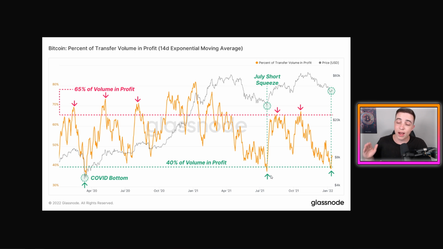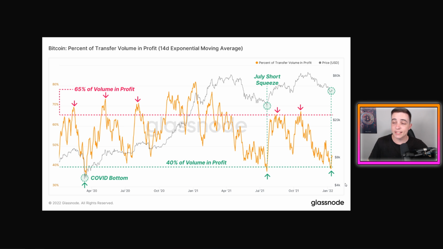And we also saw a similar thing happen on this chart back in around July last year, where the percent of transfer volume for Bitcoin dropped below 40% volume in profits. And that was happening right before we saw the July short squeeze leading into the end of July and into August. So over the past 2 years worth of price history here, the last 2 times that this actually happened, that meant the Bitcoin price was bottoming out and getting ready for a major trend reversal back to the upside.